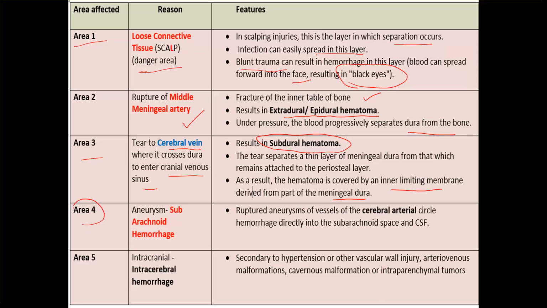Area 4 is the aneurysm, and it could be a subarachnoid hemorrhage, from ruptured aneurysms of the vessels of the cerebral arterial circle, that is the circle of Willis, with hemorrhage directly into the subarachnoid space and the CSF. So in this condition, the CSF will be blood stained. Area 5, the intracranial or intracerebral hemorrhage, is usually secondary to hypertension or other vascular wall injury, arteriovenous malformation, cavernous malformation, or intraparenchymal tumors.